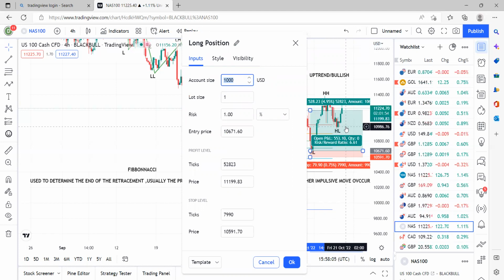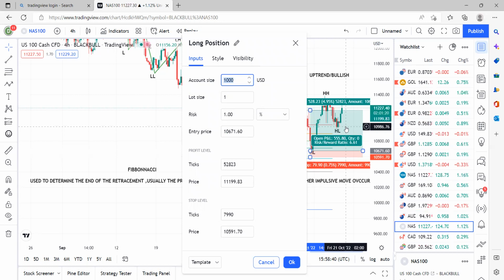But it will show you that the entry price is 10671. Then the profit level, that's your TP. You just go and copy this profit level to your MetaTrader as it is, 52823. And your stop level, you just copy this one, 7990, and paste it in MetaTrader. Or you just write it manually, 10591. Your stop level is 10590.